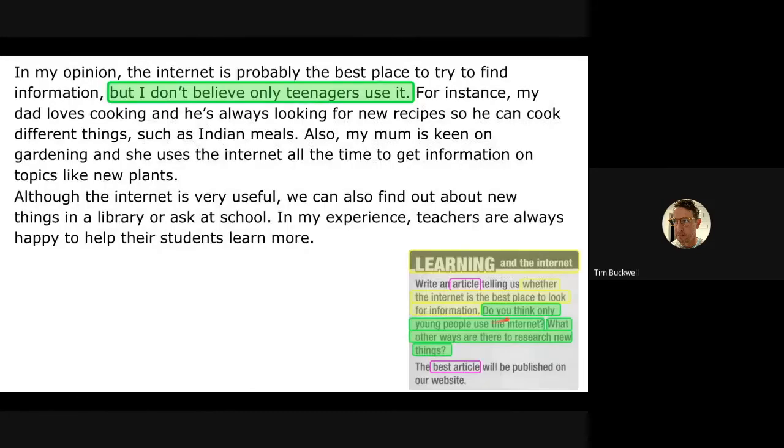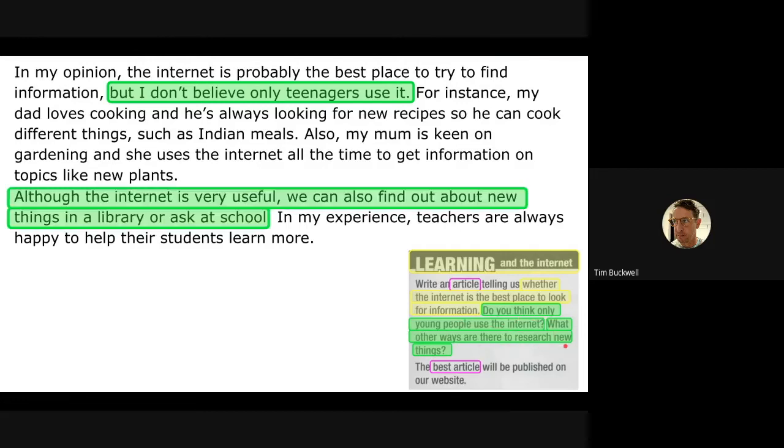The first content point was, do you think only young people use the internet? And this person has said, I don't believe only teenagers use the internet. So he has included the first content point. The second content point was, what other ways are there to research new things? And he said, although the internet is very useful, we can also find out about new things in the library or ask at school. So this person has talked about the subject and included the two content points. So this person has answered the question very well.